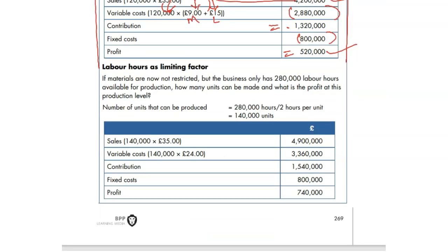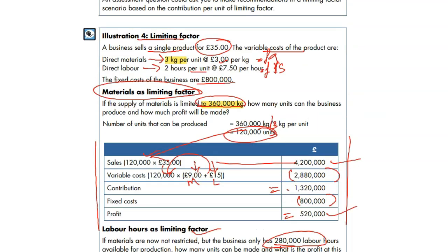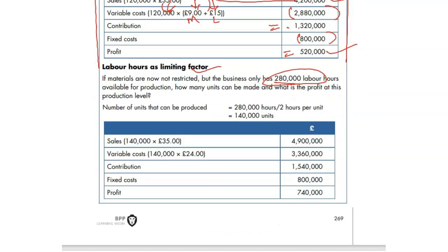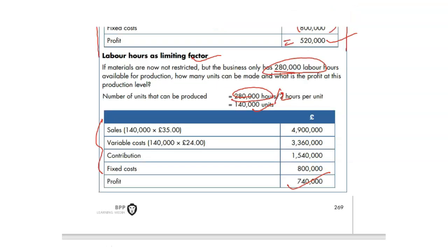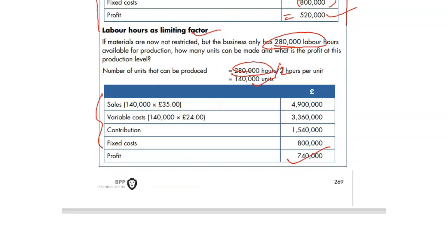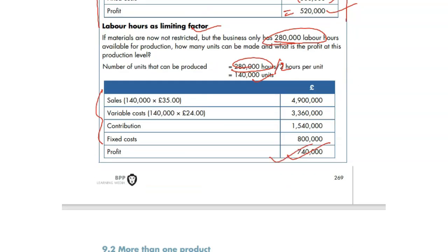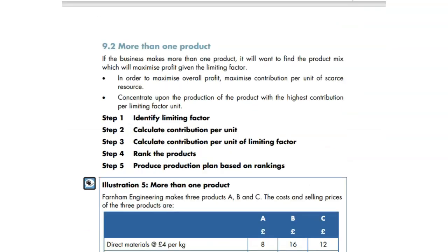What if the labor hours were limiting, like 280,000 labor hours available only? They told you to produce 1 unit, how many labor hours are needed? 2 hours needed to produce 1 unit. So if you have 280,000 labor hours divided by 2, you can produce 140,000 units. So based on 140,000, your profit is more because you're producing and selling more units, isn't it? 740,000 is the profit.